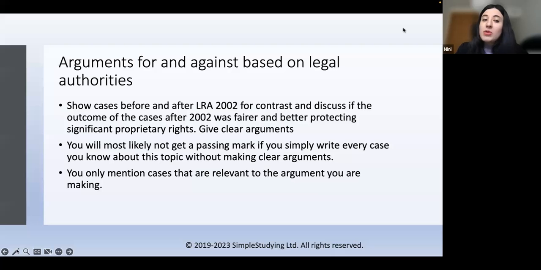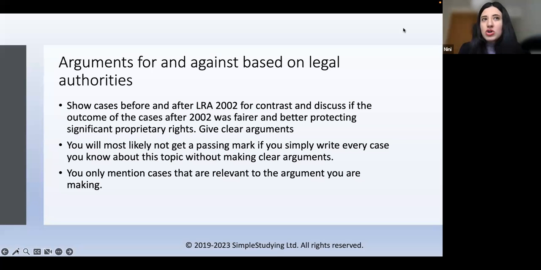Show cases before and after LRA 2002 for contrast, and discuss if the outcome of the cases after 2002 shows a fairer and more certain outcome, better protecting significant proprietary rights. But your arguments must be very, very clear. For clarity of arguments, I suggest that you use good transition words and short sentences. Let me explain. Transition words are the words that you use to link two sentences or paragraphs together logically.